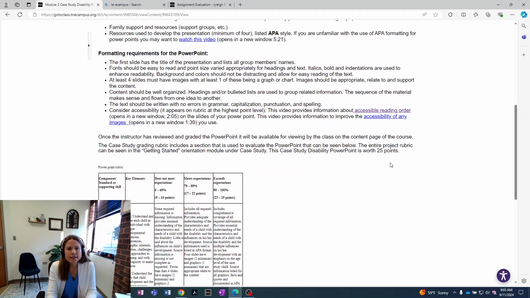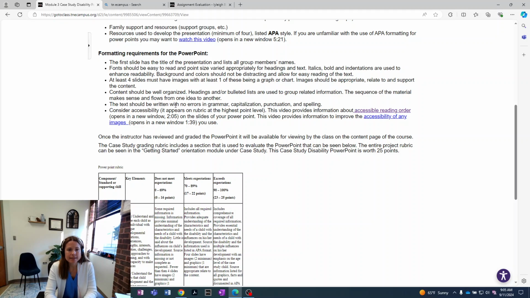Now, as far as the format and requirements of the layout, I listed here what I want you to do in the bullet section. The first slide really has to have your name, and it needs to have the name of the case study child and their disability. Fonts, make sure that they're accessible, the colors are not distracting, the background color should not be distracting, and the text has to be easy to read. So that's the first thing.